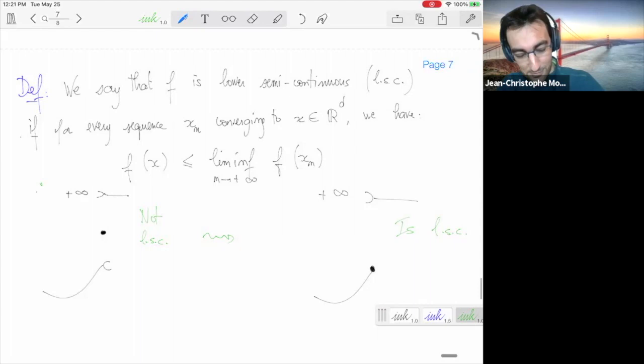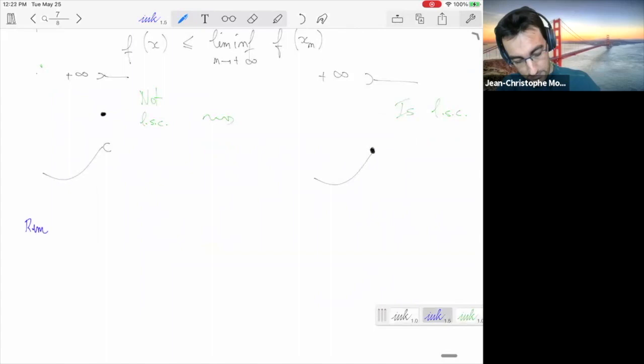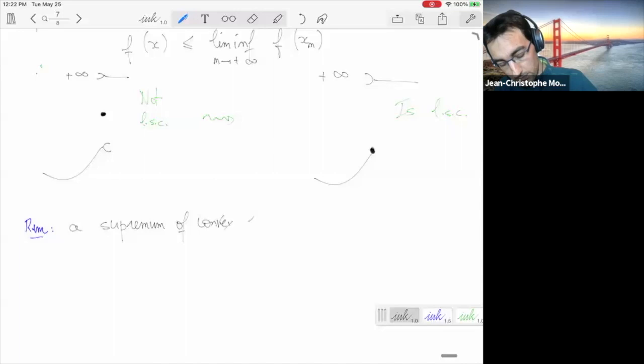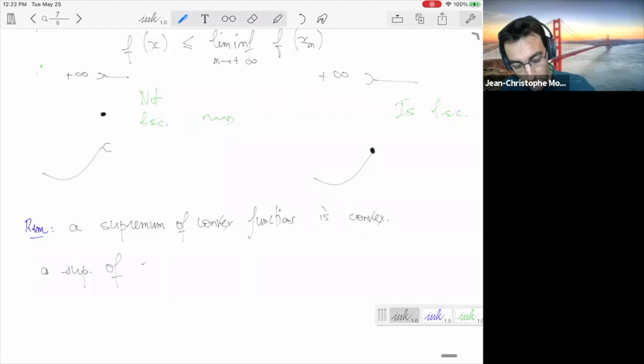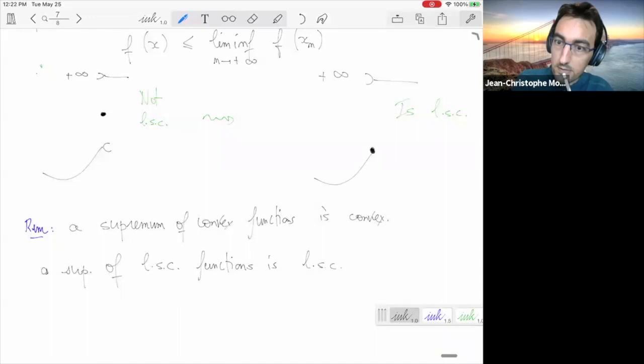And now let me make two remarks. The supremum of convex functions is always convex. This you can check from the definition. And separately from that, a supremum of lower semi-continuous functions, whether or not they are convex, is always lower semi-continuous. The way I like to think about it is using this characterization in terms of sublevel sets: the sublevel sets are closed. This is an equivalent way to say the function is lower semi-continuous. And if you think about the sublevel sets of a sup, this is the intersection of the sublevel sets. So you're taking intersections of closed sets, so it's going to be closed.